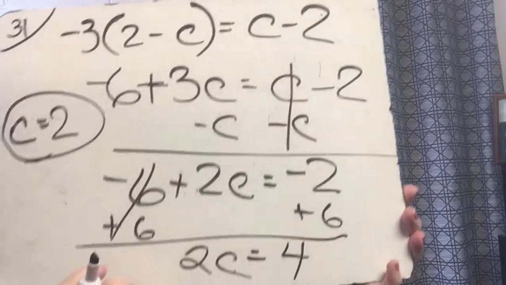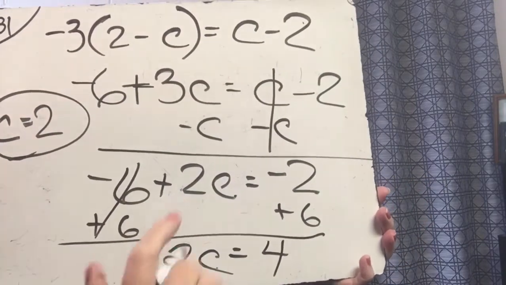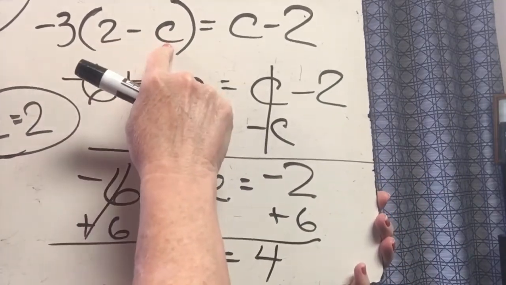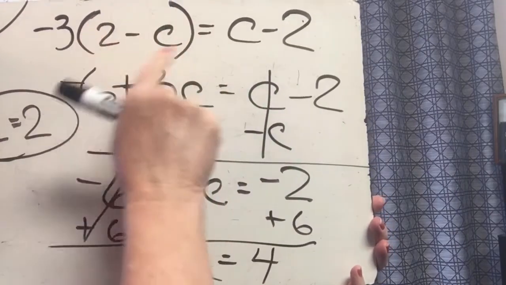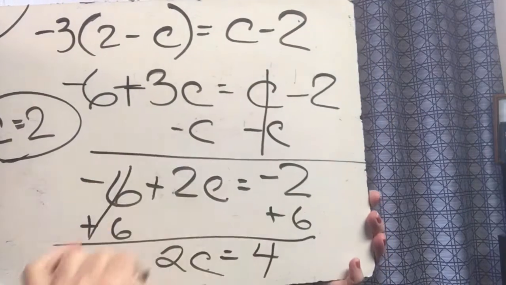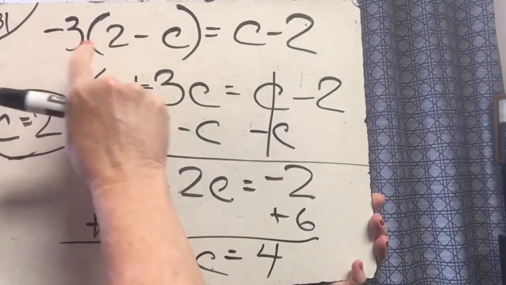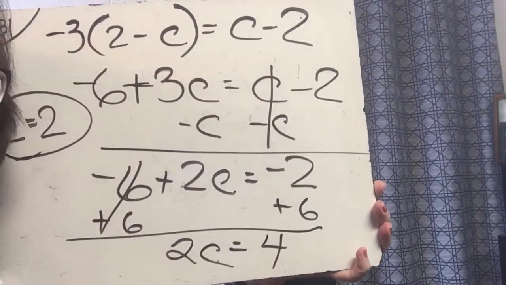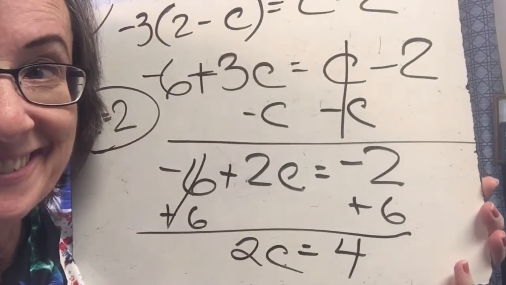Now, let's put this back in and check it. If I plug in a 2 for c, don't I get a 0? If I plug in a 2 for c over here, don't I get a 0 on this side? And isn't negative 3 times 0 equal to 0?